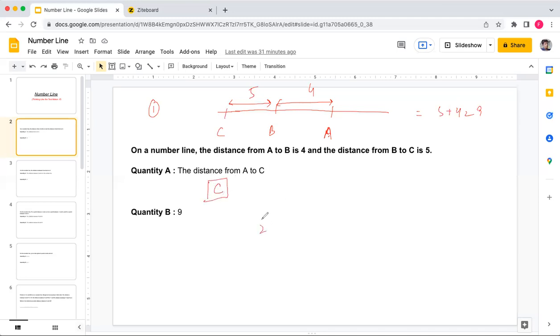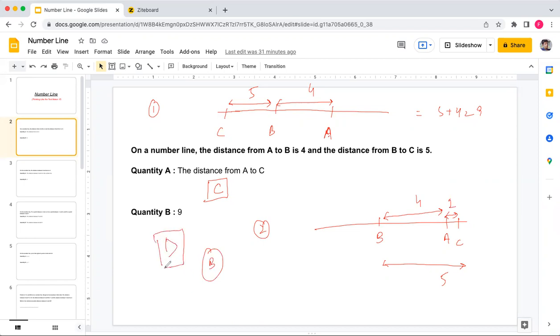But in the other scenario, if this is B, this is A, and the distance between them is 4, and the question is saying that the distance between B and C is 5. So if we consider C on the other side, for this to be 5, the distance between A and C is 1. So in this scenario, B is greater. That's why we cannot determine whether quantity A is greater or B is greater. That's why the answer is D. Got the point?